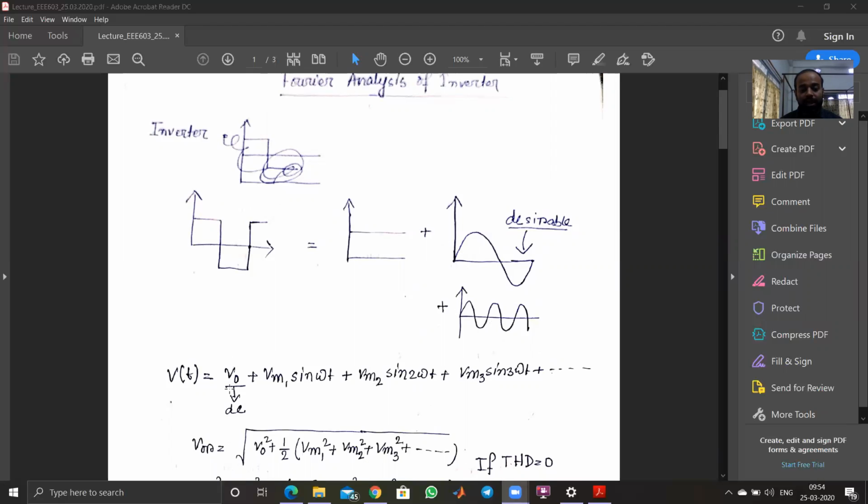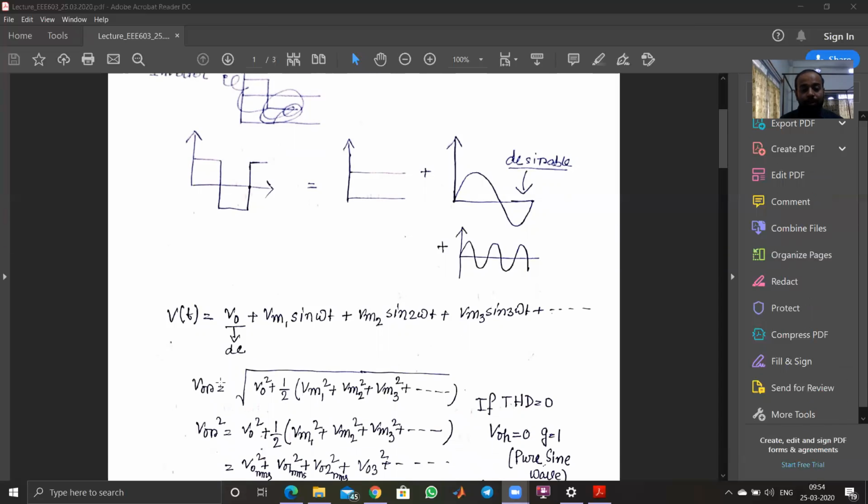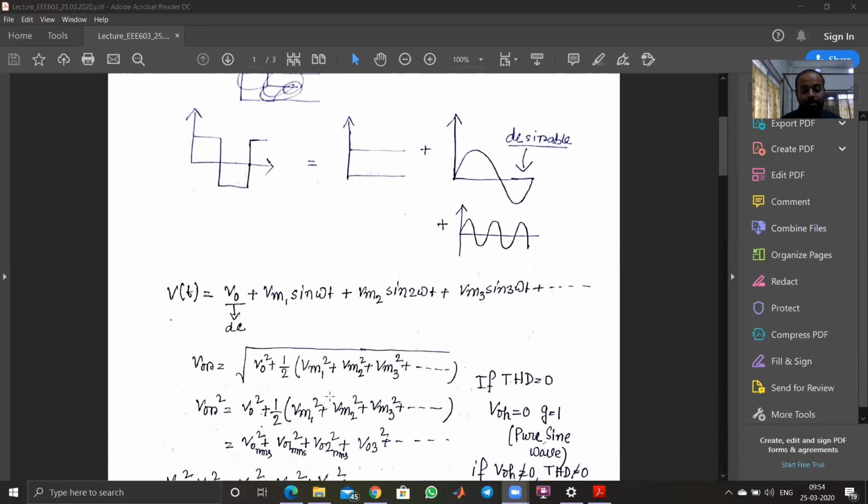Now if we make a summation, suppose this is the output voltage, it can be written as V0. This is the DC component, this one is the sinusoidal fundamental component, and these are the harmonics. Here I have written the second, third, and all the harmonics. Now if we take the RMS values of this waveform, it will look like this.